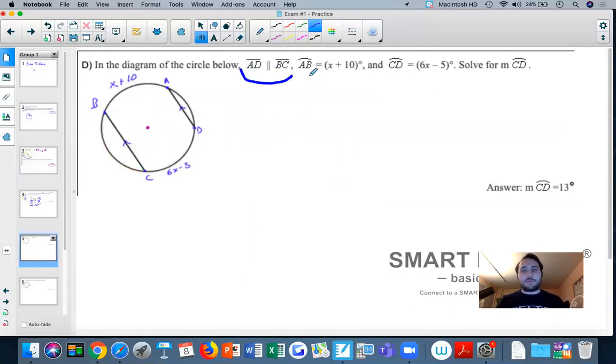Arc AB is x plus 10 degrees, and arc CD is 6x minus 5 degrees. Again, they're just writing the arcs in a different way. Instead of saying, oh, it's 70 degrees, it's giving you an expression. So that being said, this talks about parallel chords. Line segment AD and line segment BC are chords.